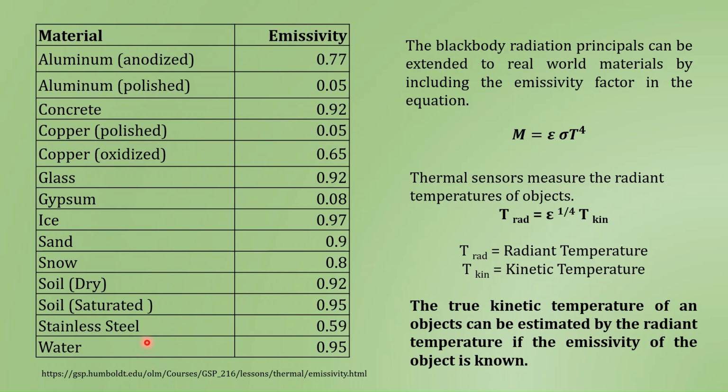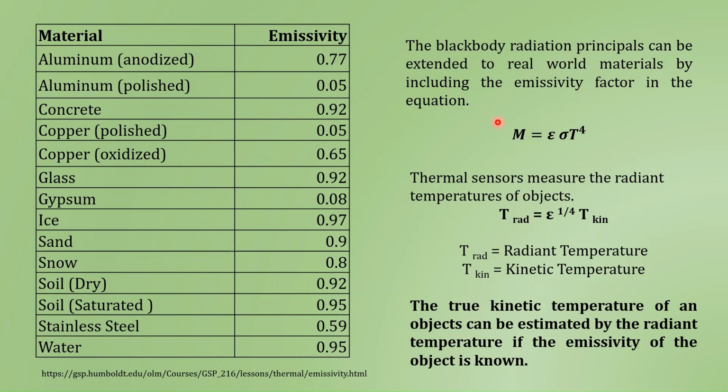Water is a very good absorber of electromagnetic radiation. So the more the absorption, the more the emission of energy. So we can see the emissivity value is 0.95. Similarly for soil, if we compare, for dry soil the emissivity value is less, while for saturated soil it is more, because if it has water, there will be more absorption of electromagnetic radiation and thus more emission.